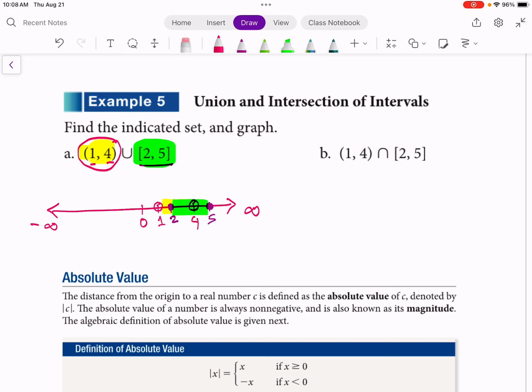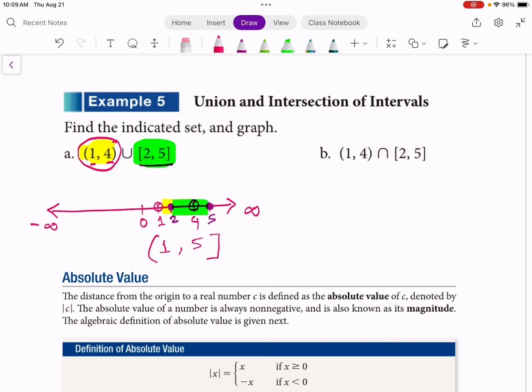Okay, so what is the starting point? From what number is the graph starting? 1. Okay. Now do we have an open circle or a closed circle at 1? Open, so parenthesis. And where is the graph ending? The graph is ending at 5. And at 5 we have a closed circle, meaning we are using a bracket. And this set is the union of the given two sets. So if you are finding the union or intersection of intervals, you always use a graph. Okay, it really helps us.